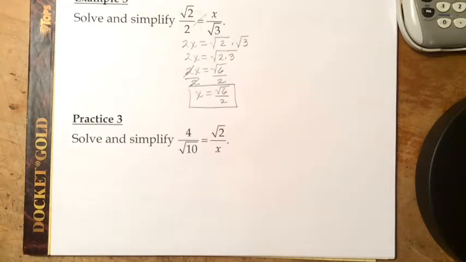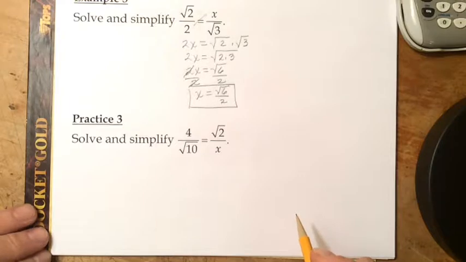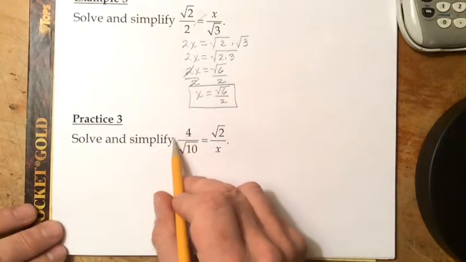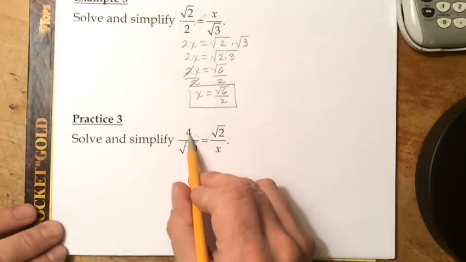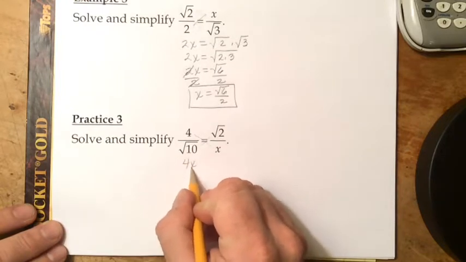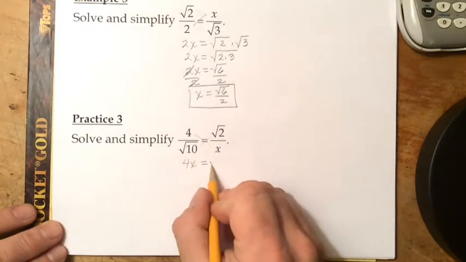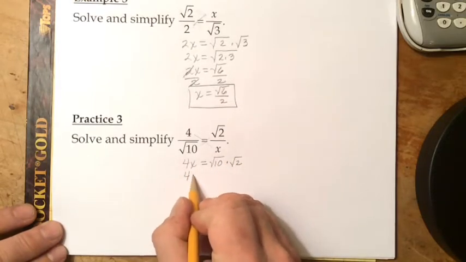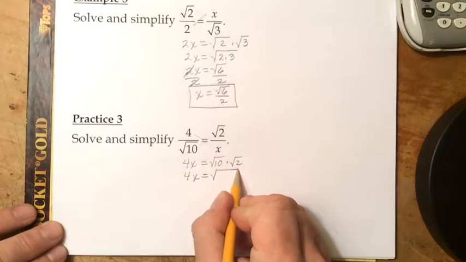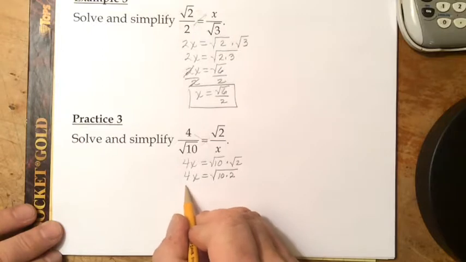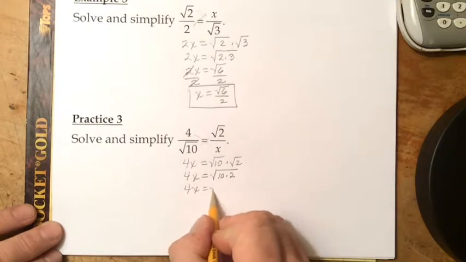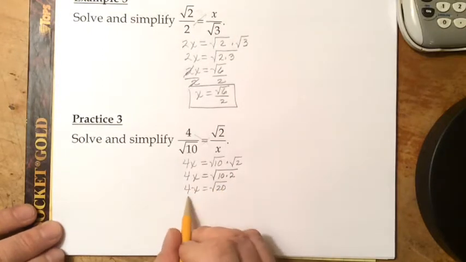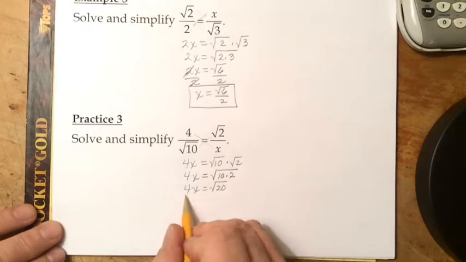Practice 3. Solve and simplify 4 is to the square root of 10 as the square root of 2 is to x. Another proportion we can cross multiply, so I have 4 times x, or 4x, equals the square root of 10 times the square root of 2. This gives us 4x equals the square root of 10 times 2. Put it all underneath one radical symbol. This gives us 4x equals the square root of 20. Divide both sides by 4 so we can solve for x.